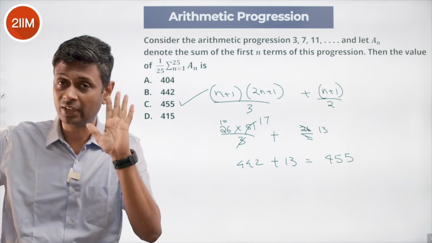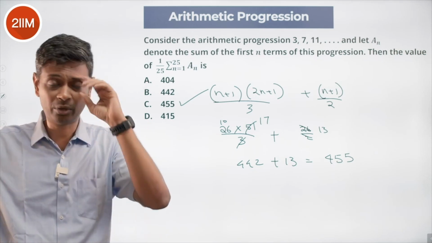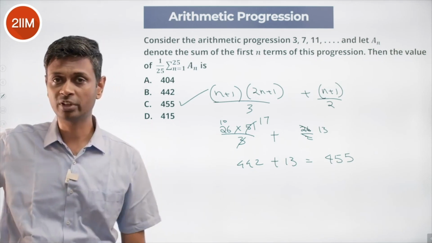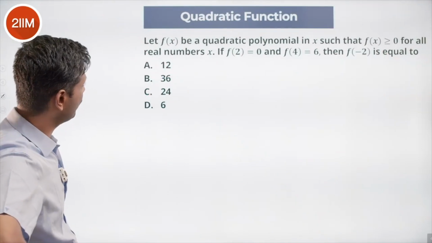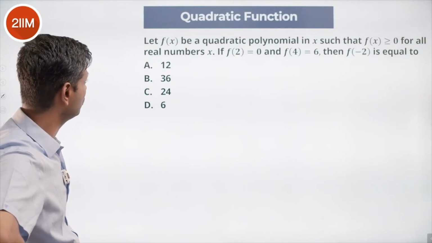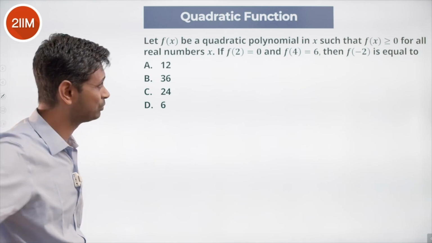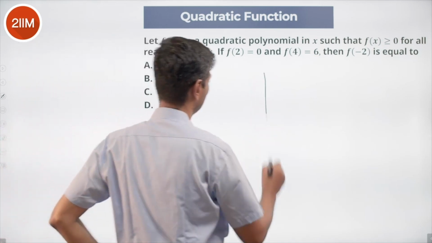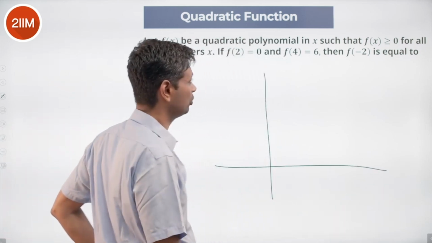I didn't get anywhere with that. I decided, look, I'm not doing any cute thing. Brute force it, get to the answer. Let f of x be a quadratic polynomial in x such that f of x is greater than or equal to 0 for all real numbers. So f of x is greater than or equal to 0 for all real numbers.